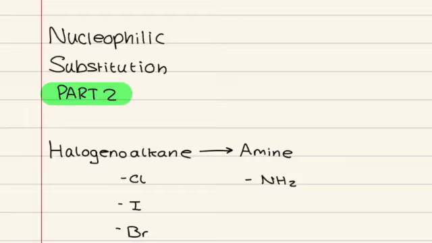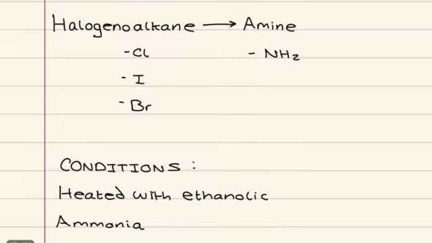So in today's video, we're going over nucleophilic substitution. However, today we're talking about how you can convert a halogenoalkane into an amine. So a halogenoalkane is any atom from group 7 bonded to an organic molecule, whereas an amine is an organic molecule with the functional group NH2.